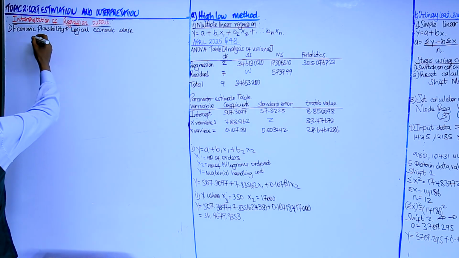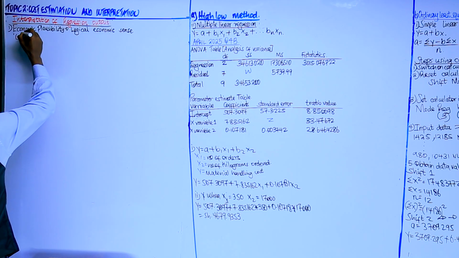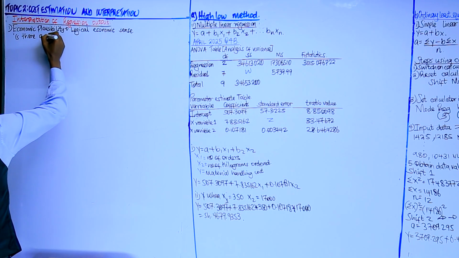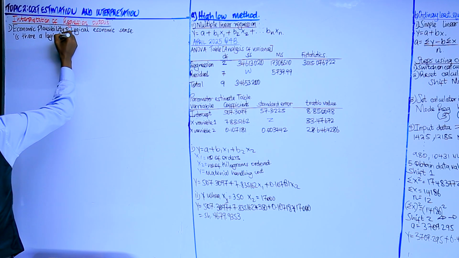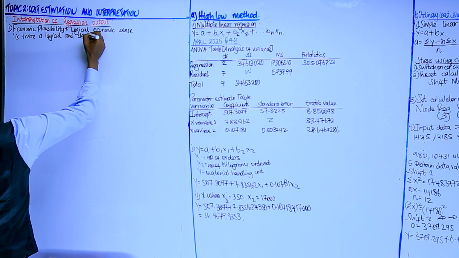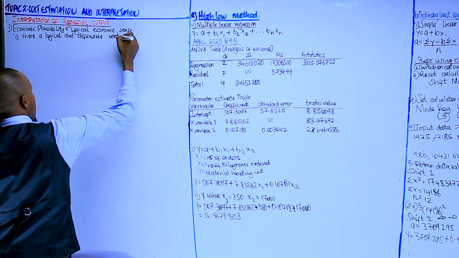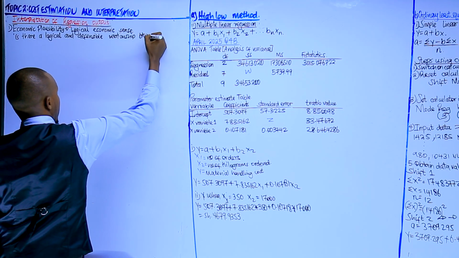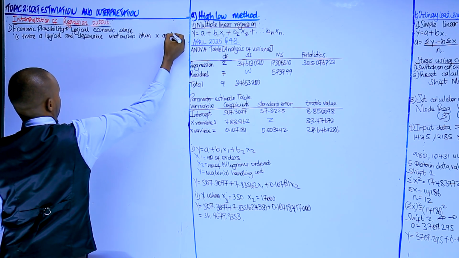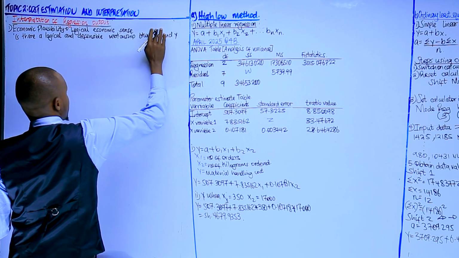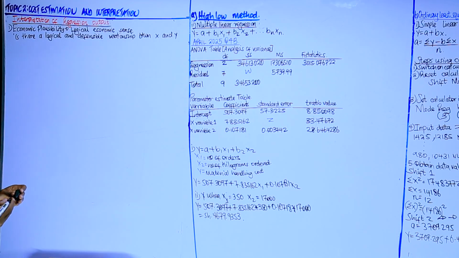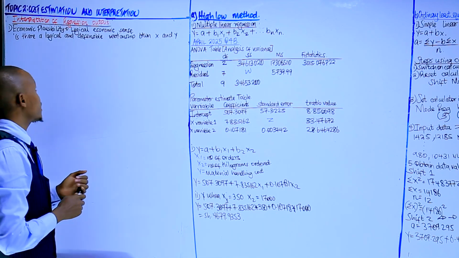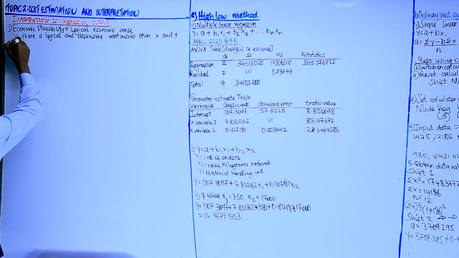You are simply asking yourself, is there a logical and defensible relationship between the dependent and independent variable, between X and Y? X, remember we've said, is your independent variable, and Y is your dependent variable.